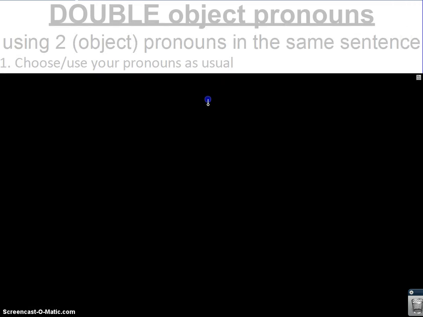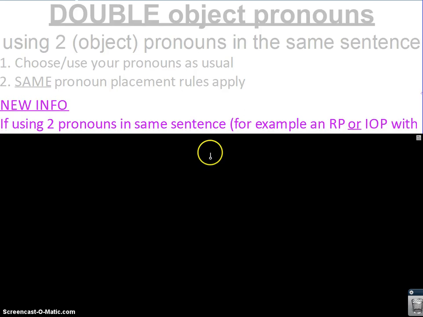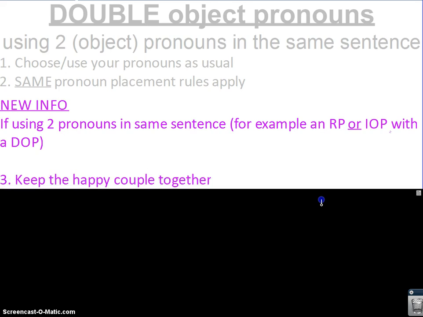Alright, so choose and use your pronouns as usual. Same pronoun placement rules apply. You guys know all that stuff from before. Here's some new information if you're using two pronouns and not just one in a sentence. If you're using two pronouns in the same sentence, for example, a reflexive pronoun or an indirect object pronoun with a direct object pronoun, step 3.